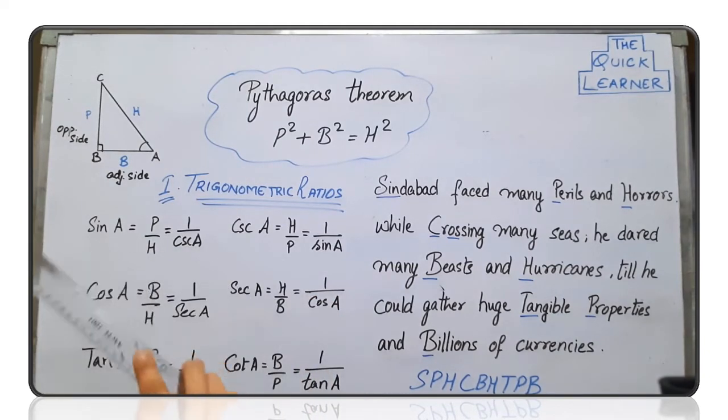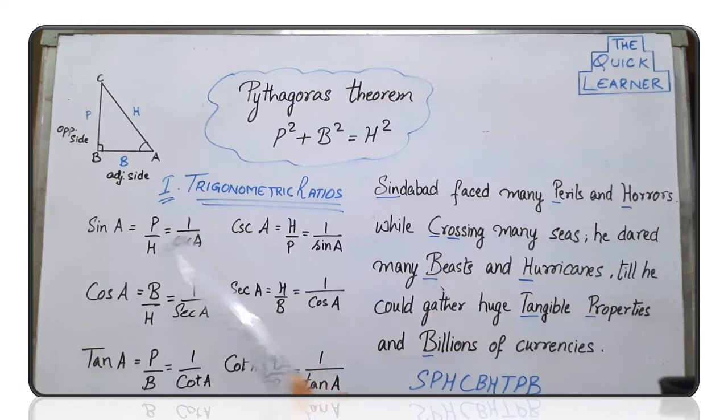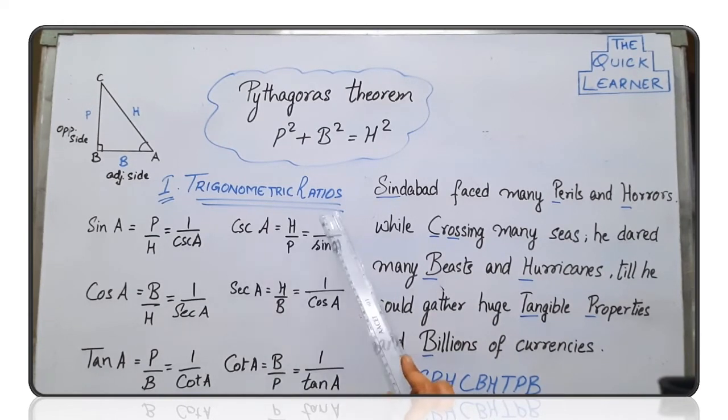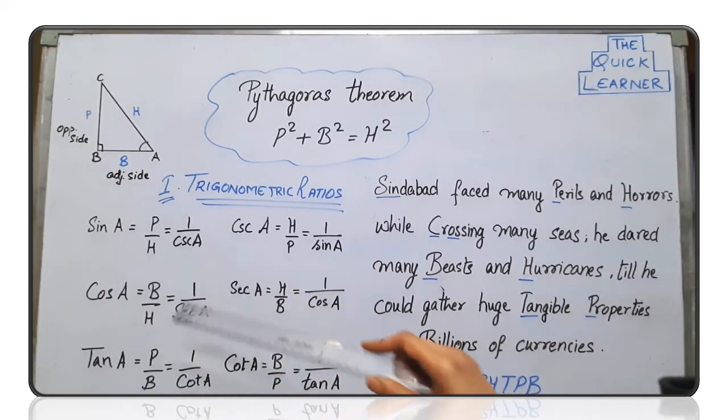So sin A can also be written as 1 by cosecant A and cosecant A can be written as 1 by sin A. Similar is the case with cos and secant, tan and cot as well. Cos A can also be written as 1 by secant A. Secant A can be written as 1 by cos A. And tan A can be written as 1 by cot A and cot A can be written as 1 by tan A. Now how to remember the sequence of these ratios?